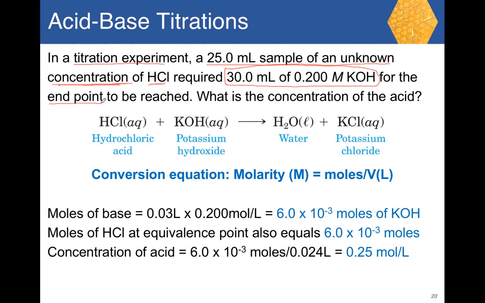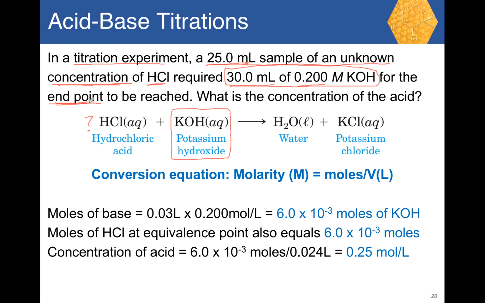So once again, let's just make sure we understand the question. We have an unknown solution of HCl. We do not know the concentration. We do not know the molarity. But what we have here is 25 mL of that unknown reacted with 30 mL of 0.2 molar KOH to reach equivalence point. Shown differently here, we have the KOH, and we're saying that we have 30 mL of 0.2 molar KOH reacting with 25 mL of this unknown concentration at equivalence point.